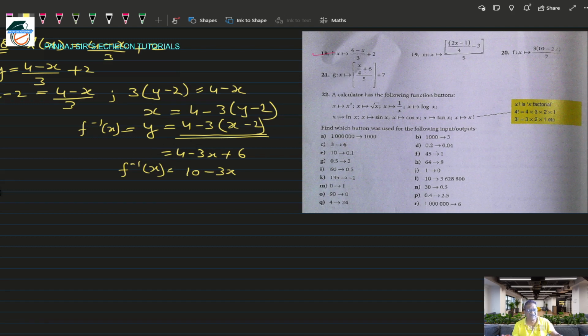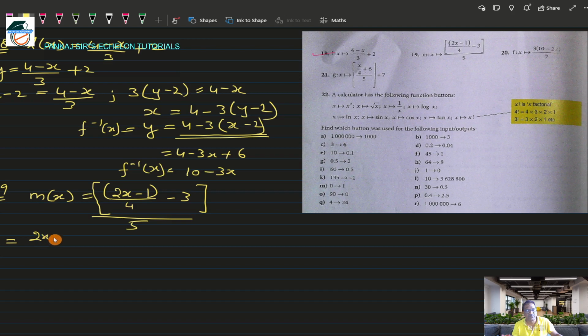Now let us move on to question number 19. Question number 19 says that m of x is equal to 2x minus 1 upon 4, where 2x minus 1 is in bracket, and then there's a minus 3 over here, and the whole thing is divided by 5. As usual, let us take this m of x as y. So y will be equal to 2x minus 1 divided by 4 minus 3, whole upon 5.